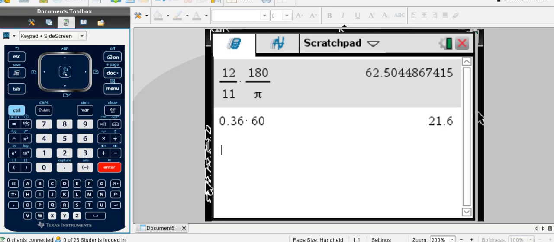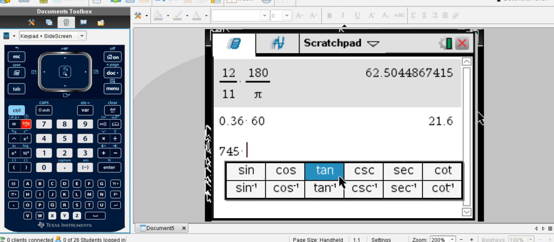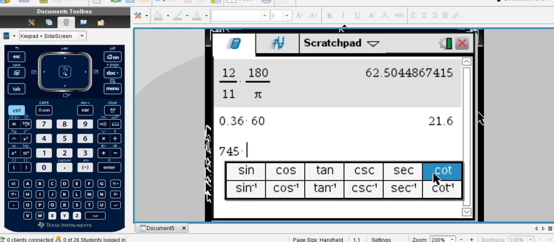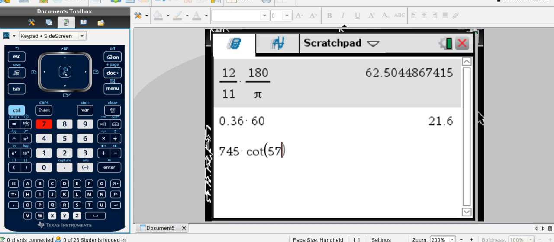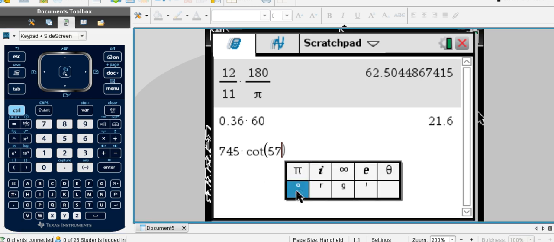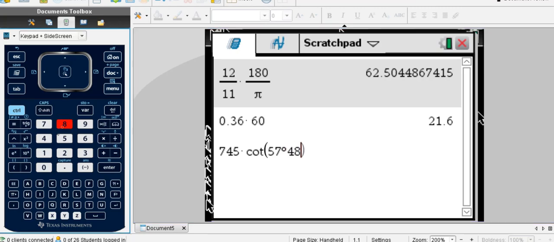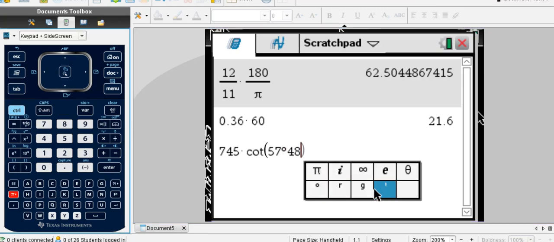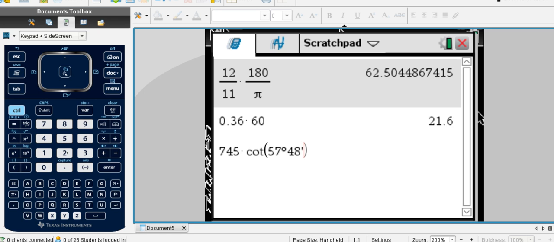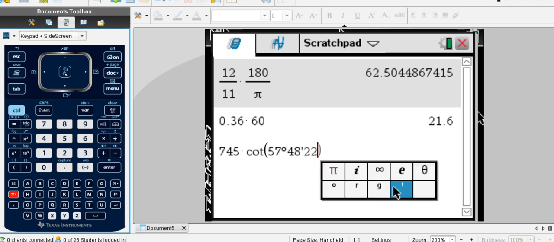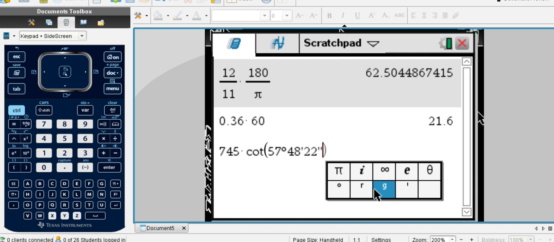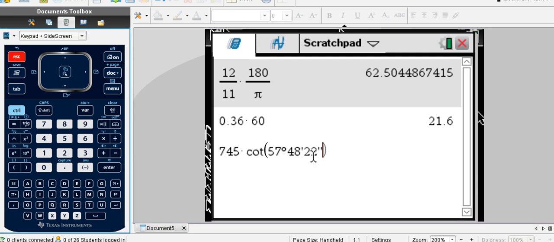So we go 745 times the cotangent. And we had 57 full degrees, followed by 48 minutes and 22 seconds. Minutes is down there with the degree button. There's minutes. And to get seconds, you just press the button twice. Just like that. Now I have that correct.